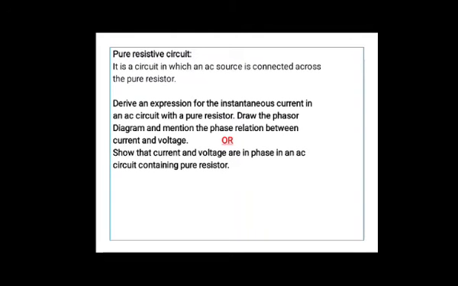Based on this we can derive an expression for the instantaneous current in an AC circuit with a pure resistor. Draw the phasor diagram and mention the phase relation between current and voltage. The same question can be asked like this also: show that current and voltage are in phase in an AC circuit containing a pure resistor. Then how to derive the relation, let us see.